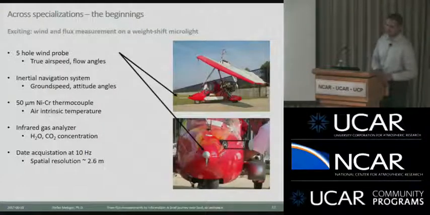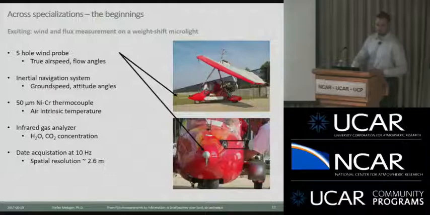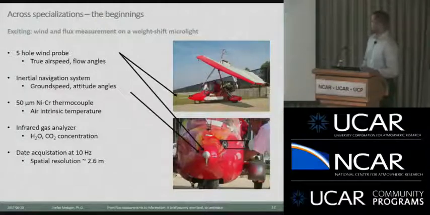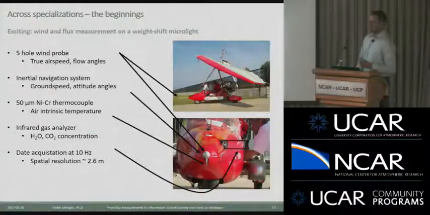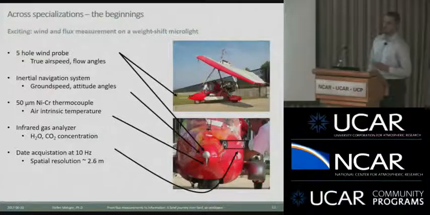We do have a 5-hole wind probe for true airspeed, flow angles, inertial navigation system, for ground speed, attitude angle, so we combine those vectors and back out the 3 wind speed components with respect to Earth coordinates. We do have fast temperature sensing, infrared gas analyzer, and a data acquisition system that gives us a spatial resolution of about 2.5 meters.